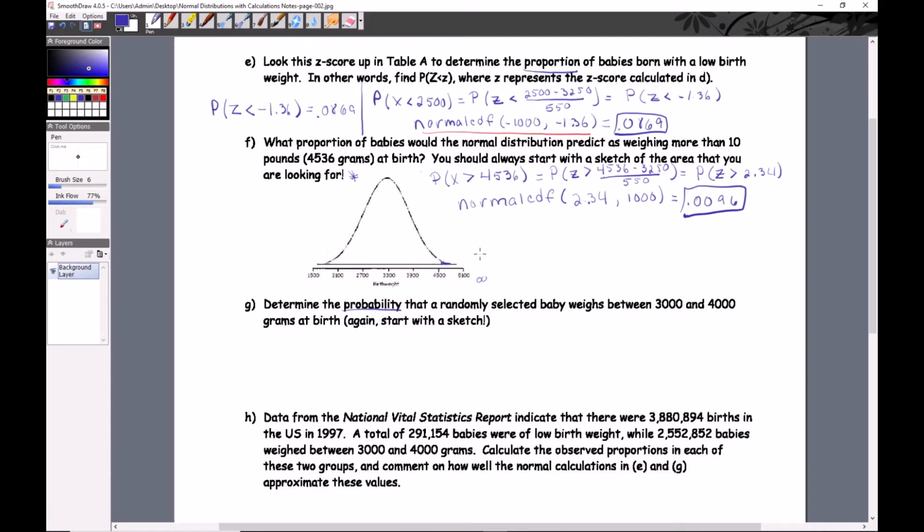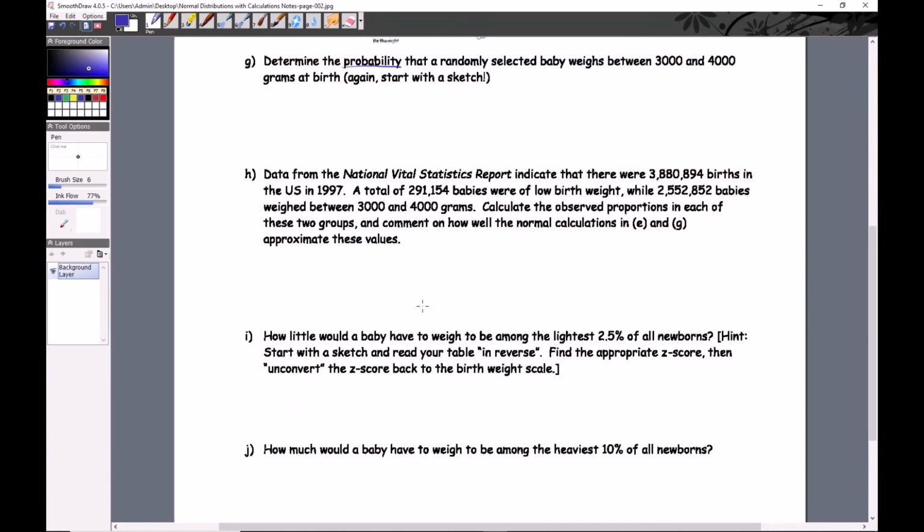All right, so one other thing to show you, there's another option here, which I'm guessing most of you will probably opt out of. You can go at it a little bit backwards. You can do 1 minus the probability that z is less than or equal to 2.34. So you can find the clear part, subtract it from 1, and that'll give you that little sliver right there. Like I said, that's an option. It'll give you the exact same answer.